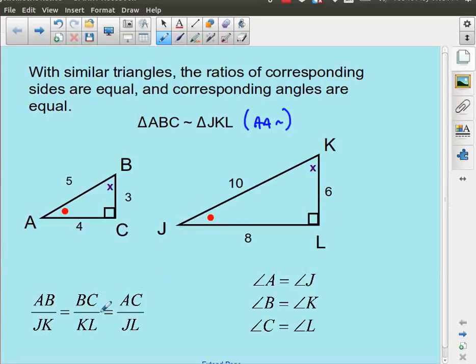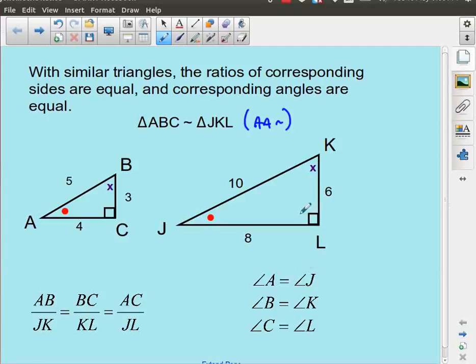And as we've looked at with similar triangles, that means that the ratios of corresponding sides are equal. So AB, which corresponds to JK, that ratio is equal to BC, which corresponds to KL, and AC, which corresponds to JL. And if you take a look, AB over JK, 5 over 10, that's a half. BC over KL is 3 over 6, that's a half. AC over JL, that's 4 over 8, that's a half. And of course, all of the angles are equal. We knew that already because that's how we showed that they were similar.